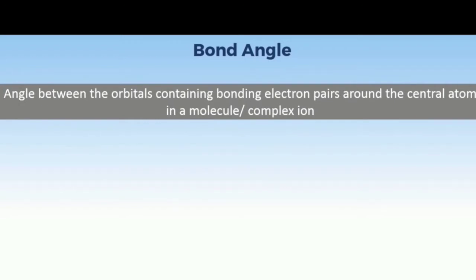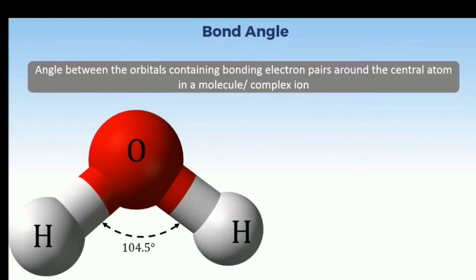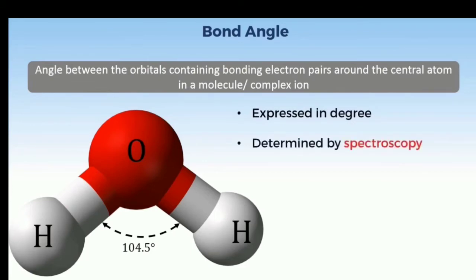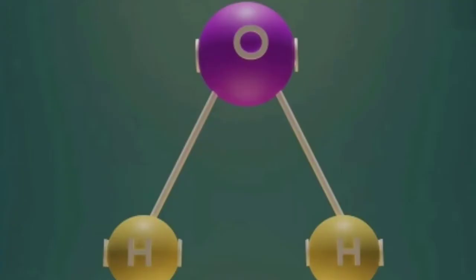Next parameter is the bond angle. It is the angle between the orbitals containing bonding pair of electrons around the central atom in a molecule or a complex ion. So listen, for example, in the case of water molecule, two OH bonds are present. In between them, an angle is seen. This angle is known as bond angle. The bond angle of water molecule is 104.5 degree.